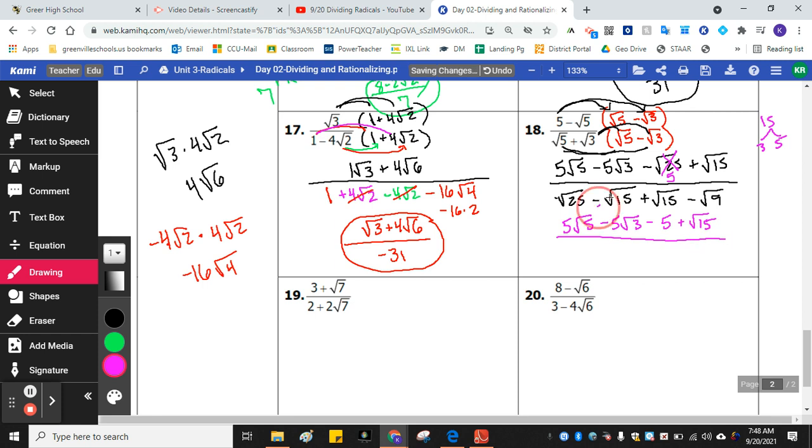Simplify the bottom. Negative square root of 15, positive square root of 15 is 0. Those cancel out. Square root of 25 is 5. And the square root of 9 is 3. So 5 minus 3 gives me 2. The radicals are outside the denominator, you are done. That is probably the hardest you will ever see it. I can't circle this answer, but there you go.